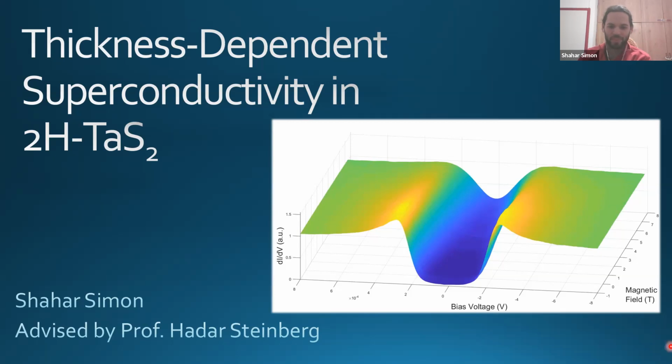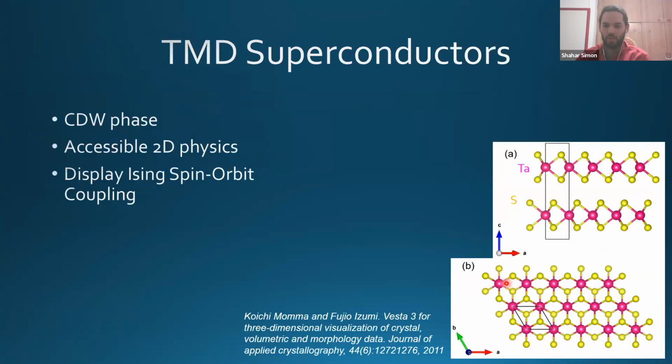So I'm just going to blast through the introduction because I'm going to assume that you know what a TMD is, transition metal dichalcogenide. Specifically, TMD superconductors are the materials that interest me. And you can see here the crystal structure. I'm just going to mention briefly that they have a charge density wave phase, which I'm not going to talk about, but I would be remiss if I didn't mention.